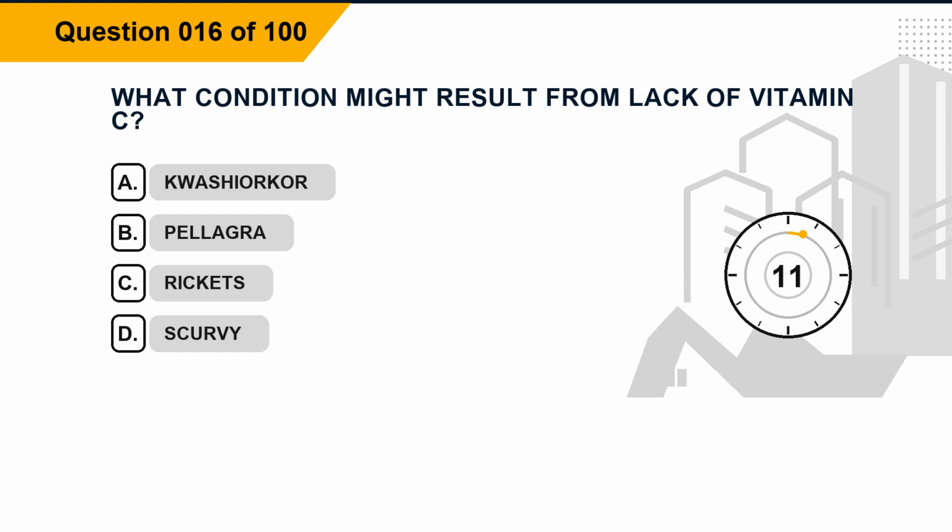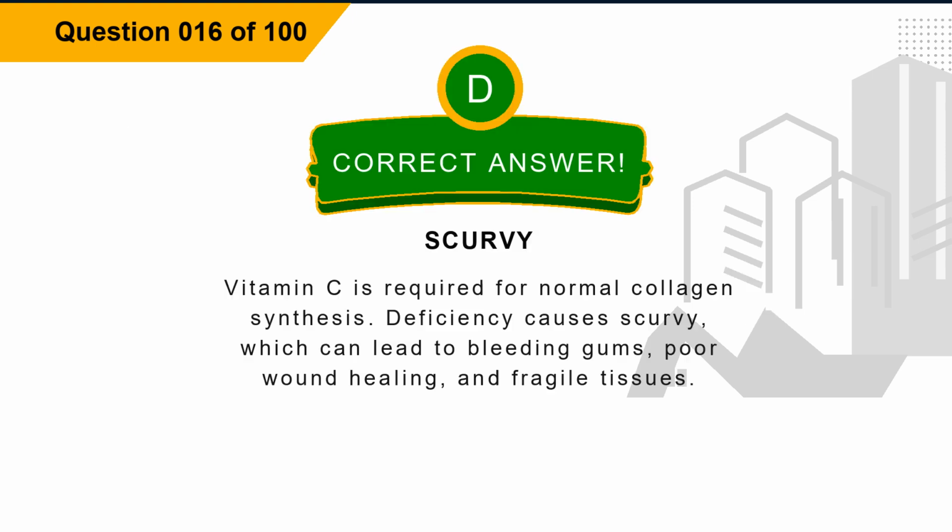Question 16. What condition might result from lack of vitamin C? Option A, kwashiorkor. Option B, pellagra. Option C, rickets. Option D, scurvy. The correct answer is option D, scurvy. Explanation. Vitamin C is required for normal collagen synthesis. Deficiency causes scurvy, which can lead to bleeding gums, poor wound healing, and fragile tissues.